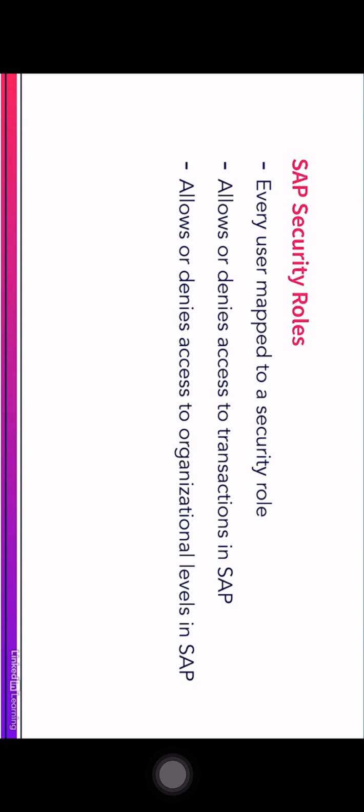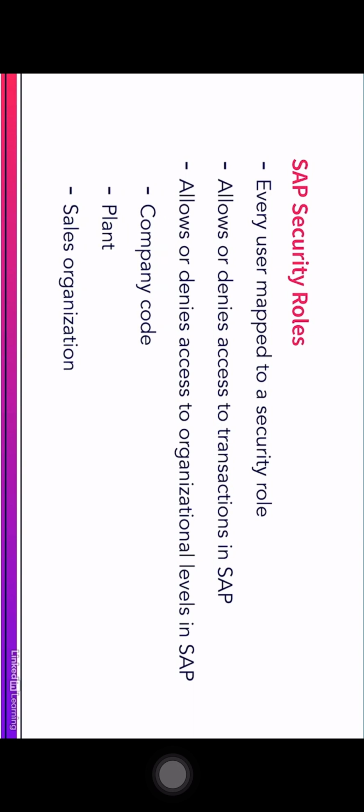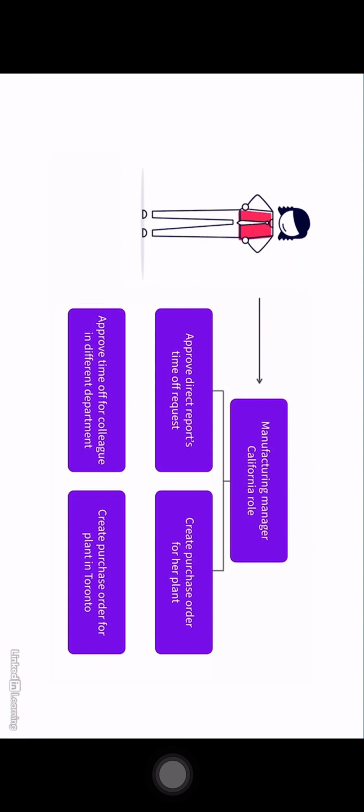Organizational levels are things like company code, plant, or sales organization. Security roles in SAP ensure that there is a segregation of duties across a business. They make sure that the right people are doing the right transactions in the right areas of the system. Let's look at an example.